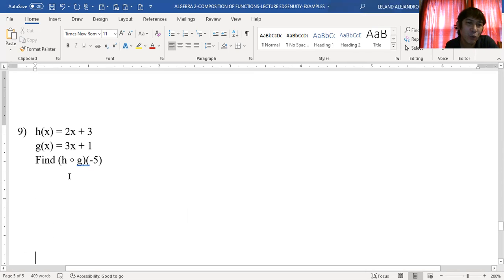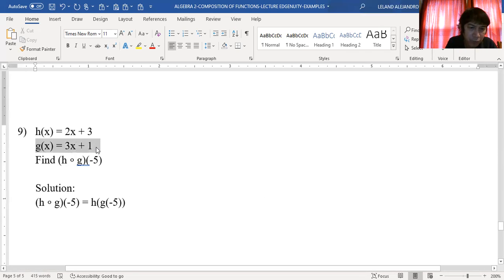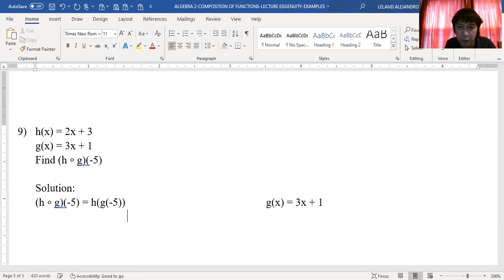All right, so again, we'll be using the notation. And we have this. Now this is equal to h of g of -5. And first, you have to find what g of -5 is. We shall begin with the g function. Now, g of -5 means the x will be replaced by -5.